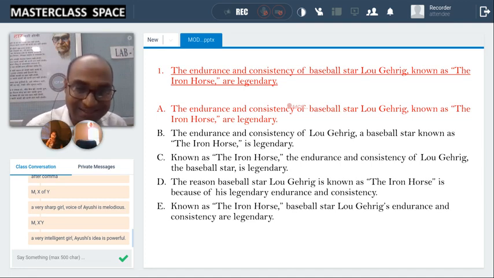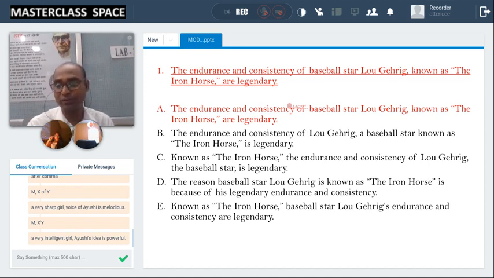So the problem with D is: the reason baseball star Lou Gehrig is known as the Iron Horse is because of his legendary endurance and consistency. The problem is that the reason and because of are in the same sentence. It's called redundancy. So whenever two words are used for the same reason, it is always considered incorrect.